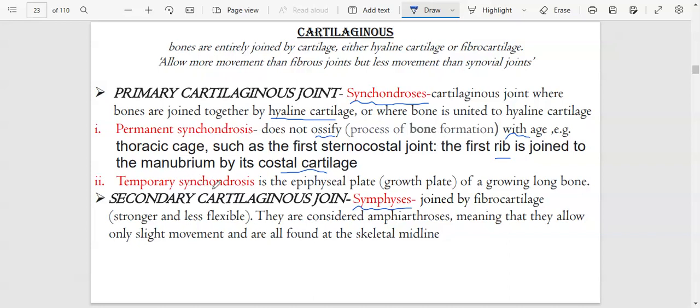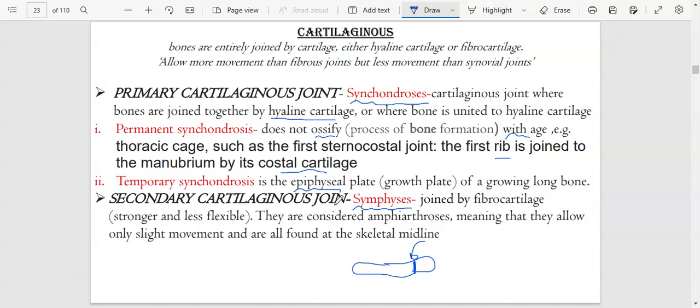We also have the temporal synchondrosis. A temporal synchondrosis is simply an epiphyseal plate. I mentioned this: when you have a bone, you have these regions of a bone, the growth plates here. So this is what we call a temporal synchondrosis at the growth plate. It allows the growing of bones there. So the kind of joint you have there is a cartilaginous joint, right?